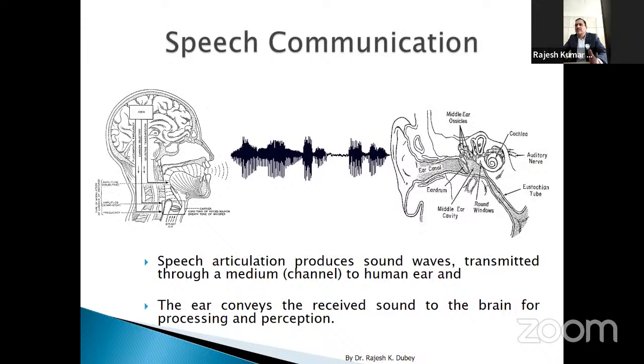So as an engineer, we can think like that: signal produced, transmitted signal, and received signal. That's all. Once this speech production biology part is modeled, once the human hearing system is modeled, this complete speech communication system becomes a simple digital signal processing application. That we'll try to understand. Moving to the next slide.